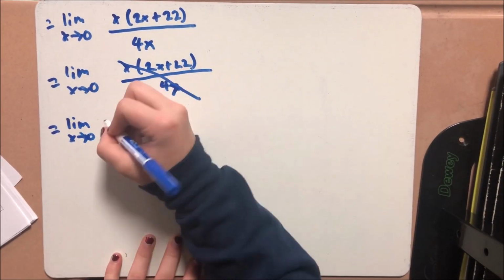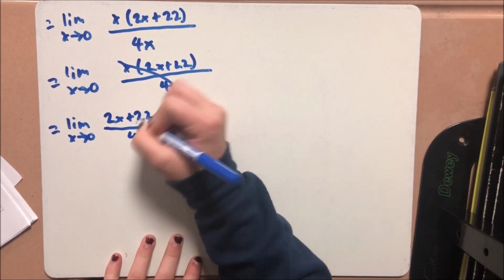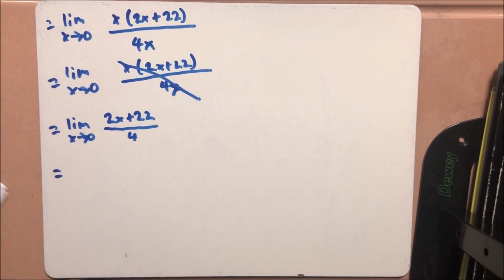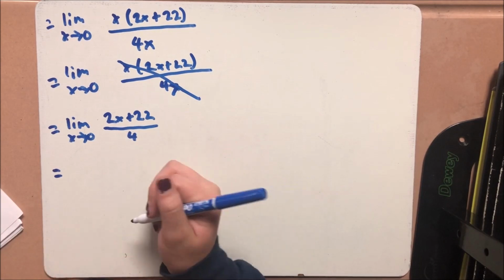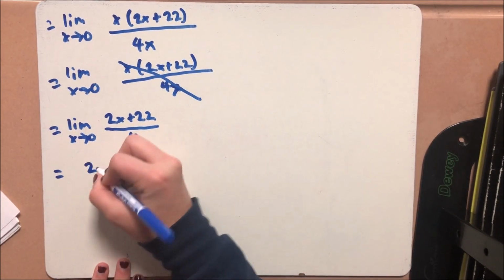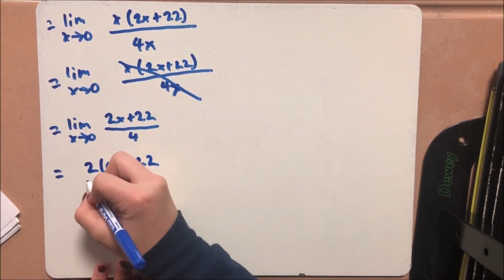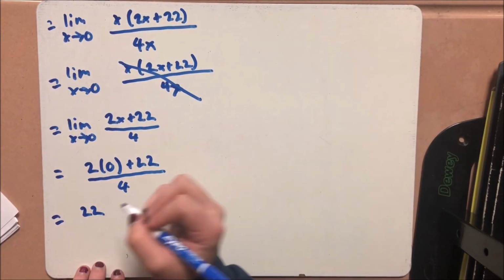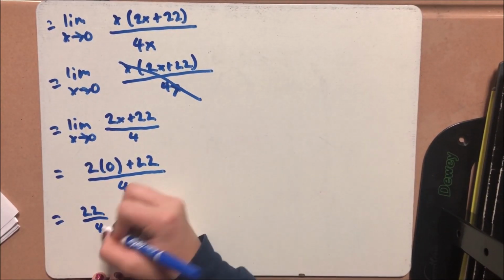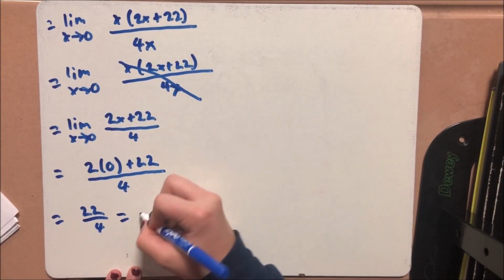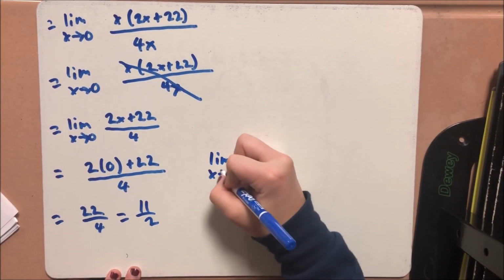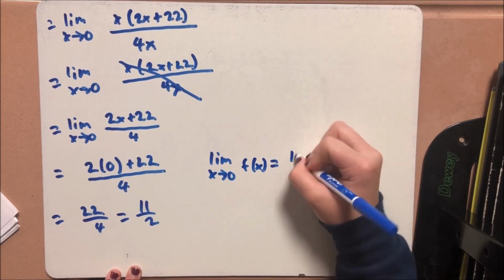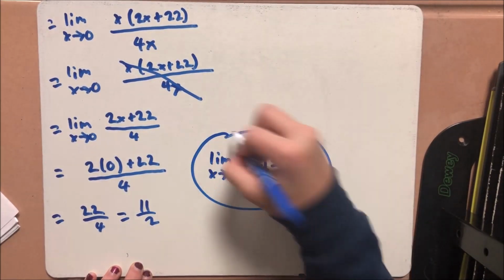The function cannot be further simplified or expanded, so we can perform direct substitution now. Plug in 0 for x, and we are left with 2 times 0 plus 22 all over 4, which simplifies to 11 over 2. Therefore, the limit as x approaches 0 of the function (x plus 5) squared plus (x plus 6) quantity squared minus 61 all over 4x is 11 over 2.